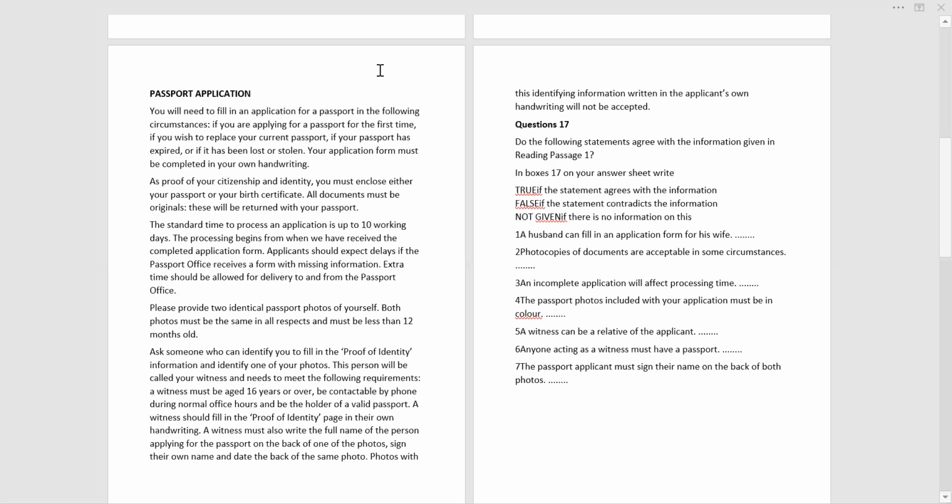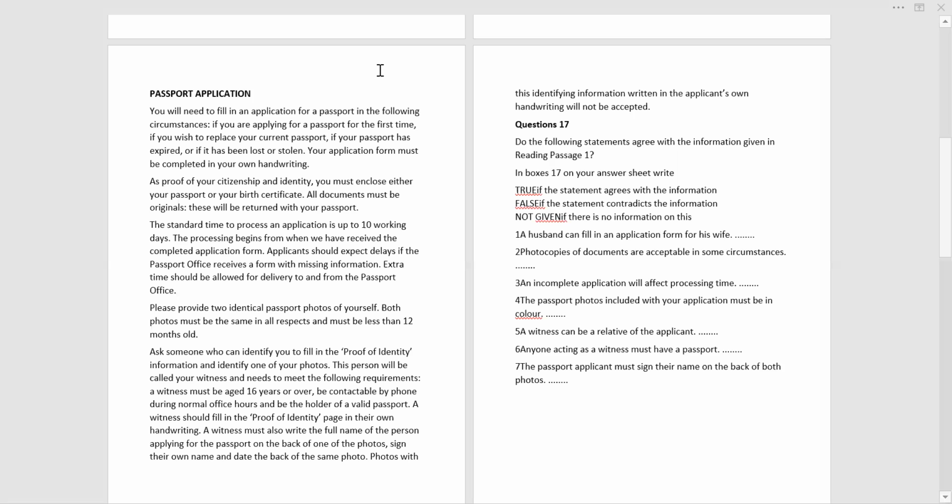An incomplete application will affect processing time. Third paragraph, standard time to process. Applicants should accept delays if the passport office receives a form with missing information. Extra time should be allowed for delivery to and from the passport office. So third is true. Just a minute. Okay, the fourth one: the passport photos included with your application must be in color. So the passport photos, the fourth paragraph, they need to be identical in all respects, must be less than 12 months old. They're not talking about color here, so not given.